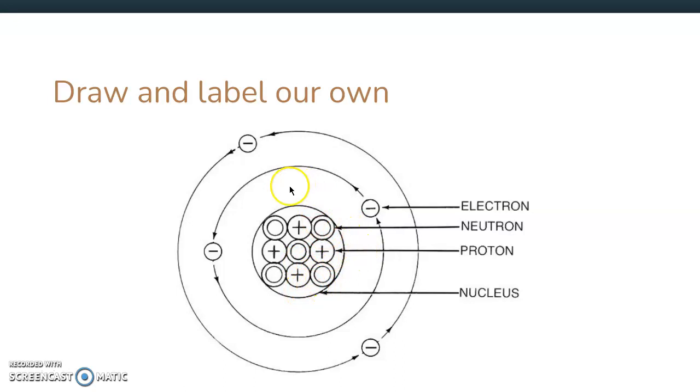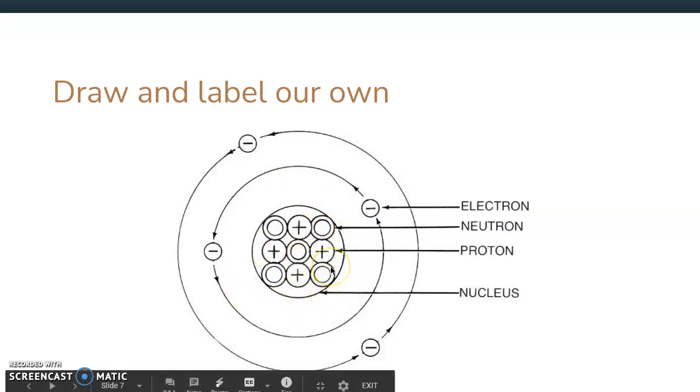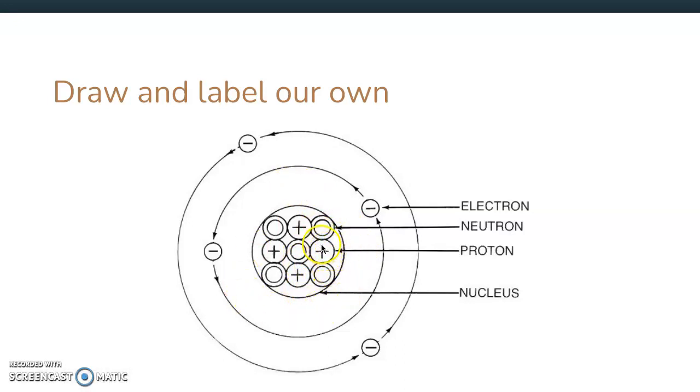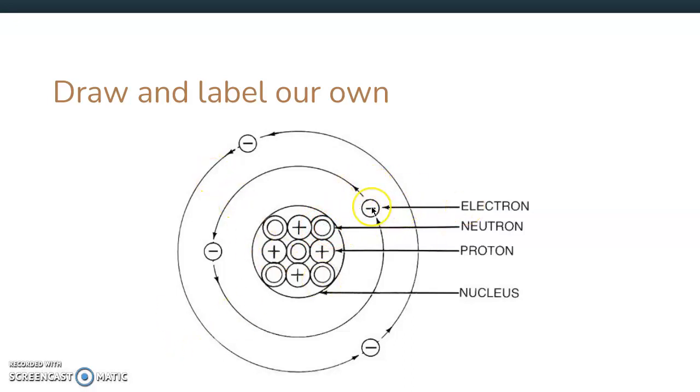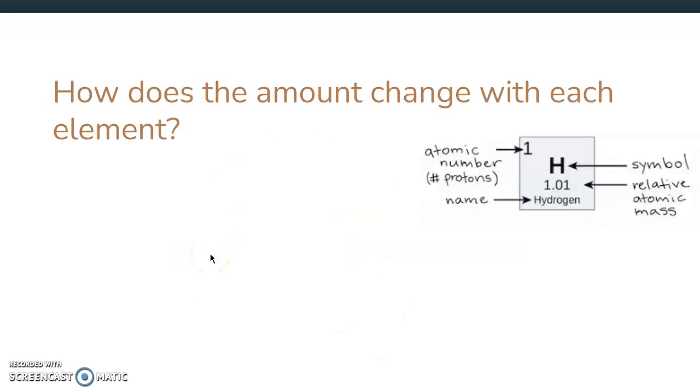So we have our nucleus on the inside, which is our inside part. We have a proton, and we always put a positive for our proton. We have a neutron, which we usually just leave as a circle, and then an electron, or multiple electrons, that we have as a negative. I would like to see as many electrons as we do protons, though, when we're drawing our own.